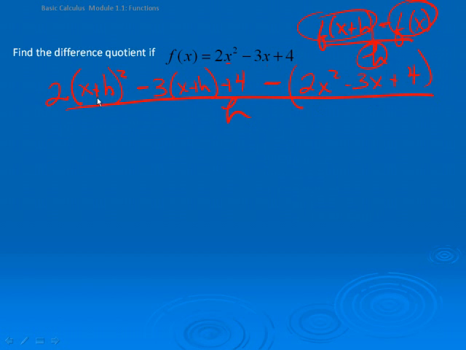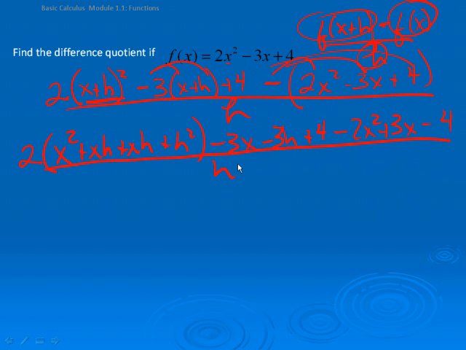Now let's do some algebra. First I'm going to FOIL this. So that'll be 2 parenthesis x squared plus xh plus xh plus h squared. I'm going to distribute this in. That'll give me minus 3x minus 3h plus 4, and then I'm going to distribute the minus: minus 2x squared plus 3x minus 4. Notice that I distribute the minus in all those, all over h.